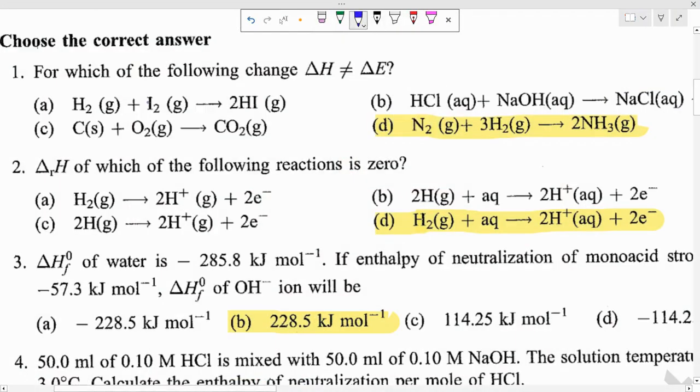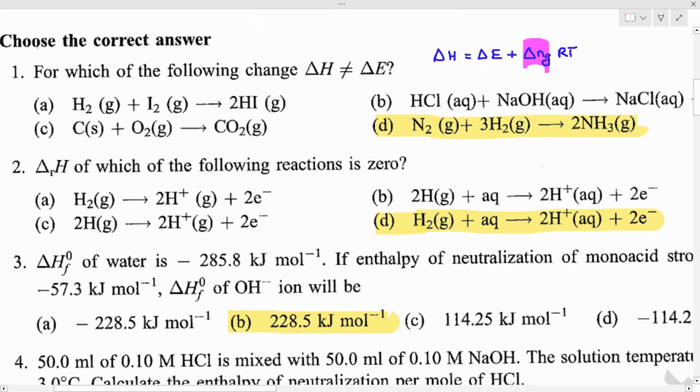Look at this first one. For which of the following changes is delta H not equal to delta E? So already we know the formula: delta H will be equal to delta E plus delta Ng RT. So look at this. In this case, delta Ng determines whether delta H will be equal to delta E or not equal to delta E. Delta Ng. What is delta Ng? Number of moles of gaseous products minus number of moles of gaseous reactants.